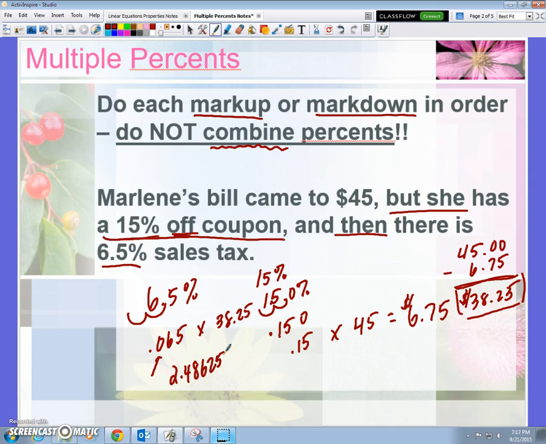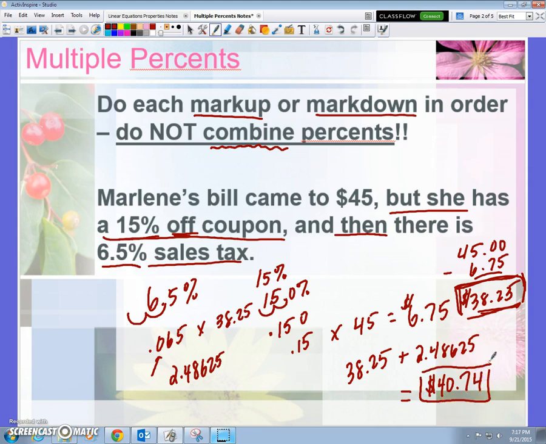Now, because it's a tax, that's going to be more that I have to pay. So originally I got a discount of $6.75 and it only made my total $38.25. But I also have to pay 6.5% of that on top of this. So I'm going to take my $38.25 and add my 2.48625, and that's going to give me my total. Now I'm going to round it to the nearest hundredth, because when we talk about currency, we only go to cents. So my total is actually going to be $40.74.